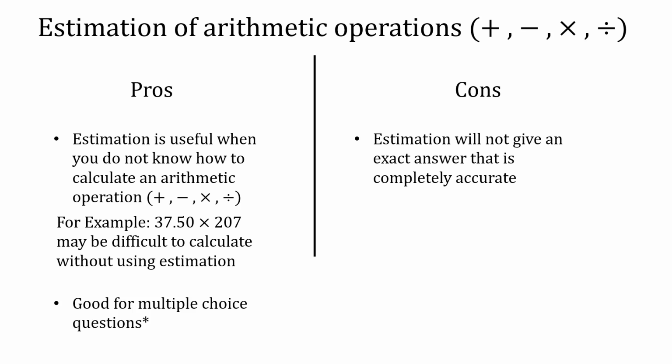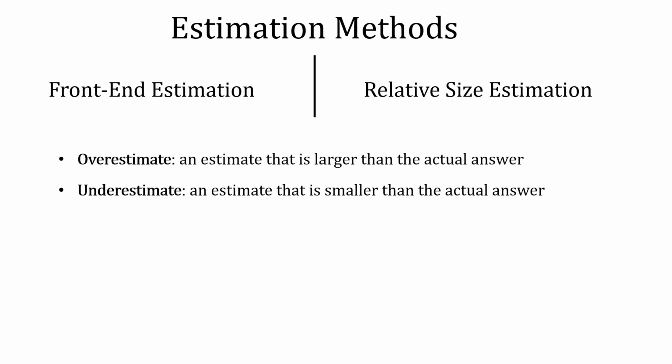But the pro is if you want to calculate something really quickly, or if you just don't know how to do the calculation, if you have those exact values, you can use estimation to get you simpler values so that you can perform the operation. And sometimes it's good for multiple choice questions. And the keyword is sometimes. These are the two methods that we're going to talk about, front end estimation and relative size.